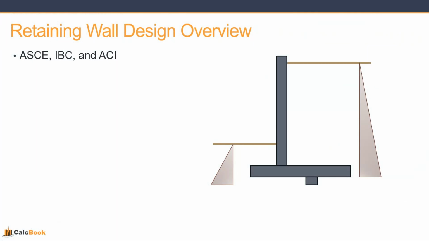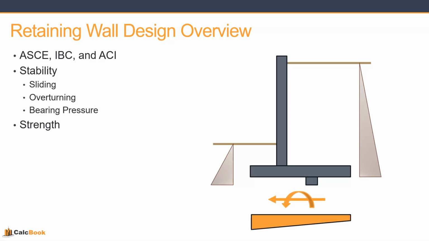So let's do a quick recap of retaining walls, right? We're going to be using ASCE, IBC, and ACI codes for our loading and strength checks, and our stability checks as well. So for stability, that comes from the IBC and the ASCE loading combinations. So we have our sliding, we have our overturning, and we have our bearing pressure.